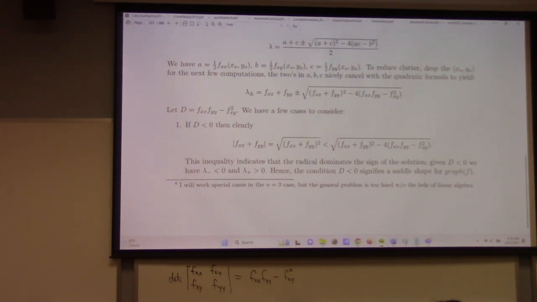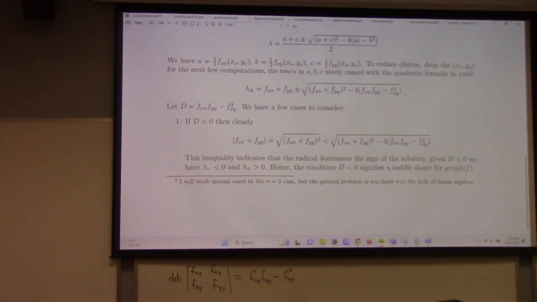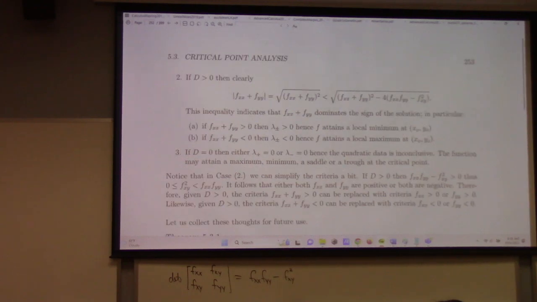So as I said, this inequality indicates the radical dominates the sign of the solution. And so given D is less than 0, one lambda is negative and the other lambda is positive. That means that close to the critical point you have a saddle shape. If close to the critical point you have a saddle shape, then it's neither a max nor a min, because you could be going up one way and going down another way.